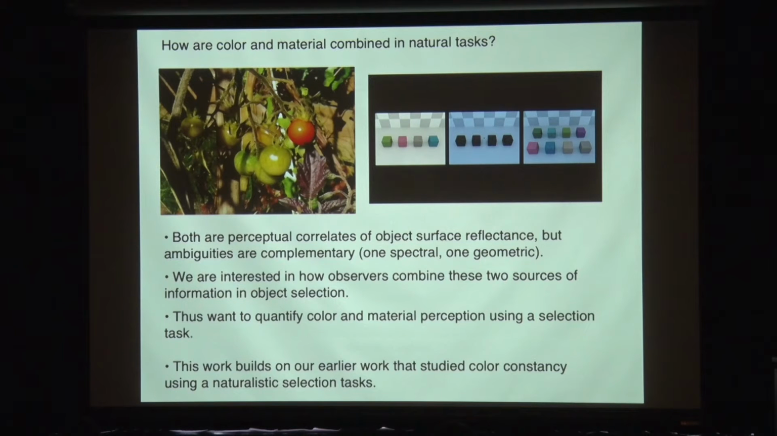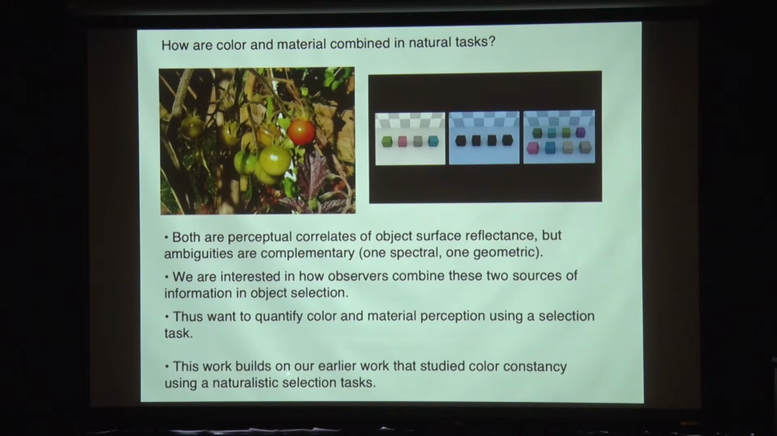And so we've been interested in trying to understand how they're used jointly, as a prerequisite for understanding how they trade off and how the different ambiguities play out. Both of these are perceptual correlates of object surface reflectance, but the ambiguities are complementary, since one is spectral and one is geometric. The second point is that we're interested, as I said before, in how observers combine these two sources of information in object selection. We want to quantify color and material perception and their combination using a selection-based task, which is really the focus of the first part of my talk here.